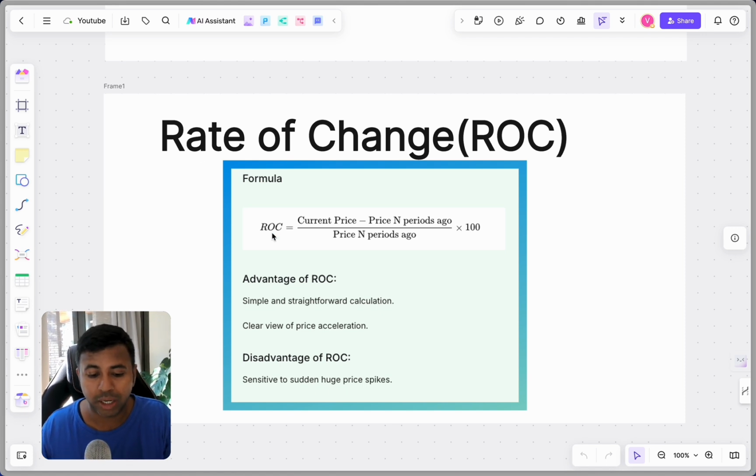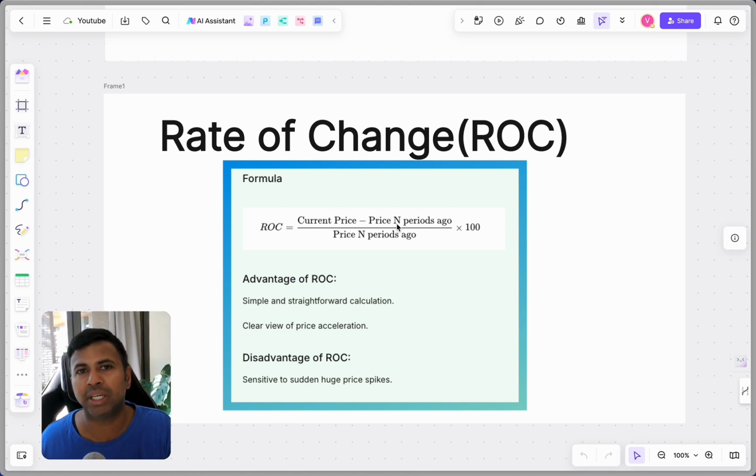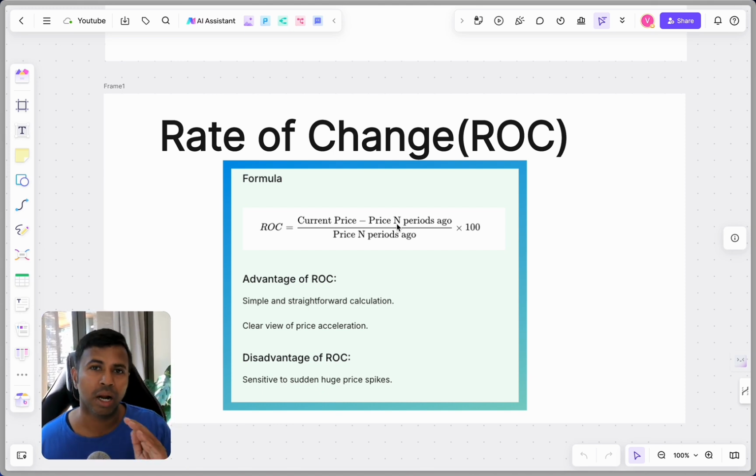To calculate ROC, it's a pretty straightforward calculation. We take the current price minus the price n periods ago, divided by the price n periods ago, times 100. This n could be anything, like 1 month, 2 months, or even 3 months. It defines the look back period, how far back you want to go to take that price and measure how far the price has changed over this look back period.